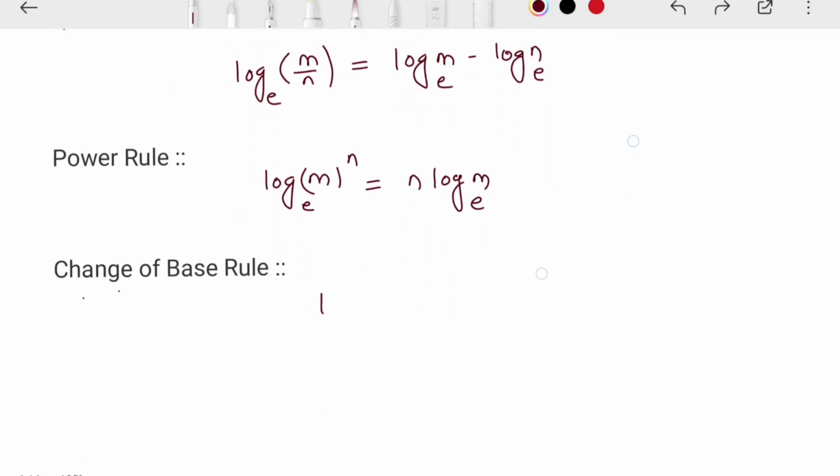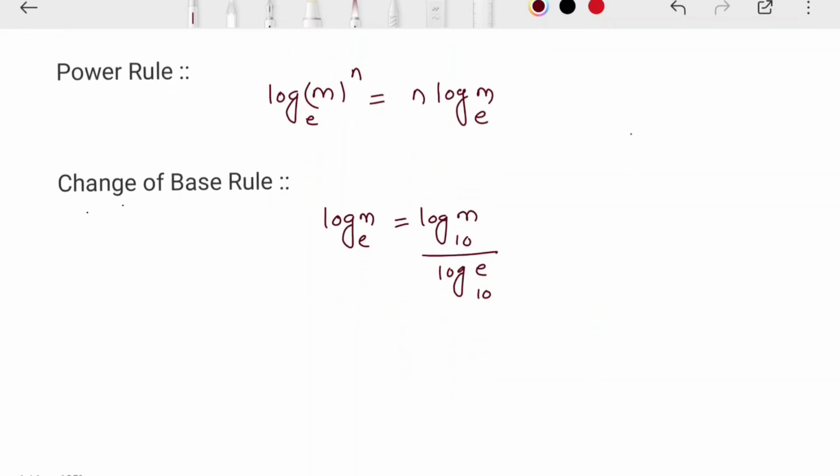Now next is the change of base rule. The change of base rule is log of m to the base b is equal to log of m to the base 10 divided by log of b to the base 10. It means you introduce a new base for this formula.